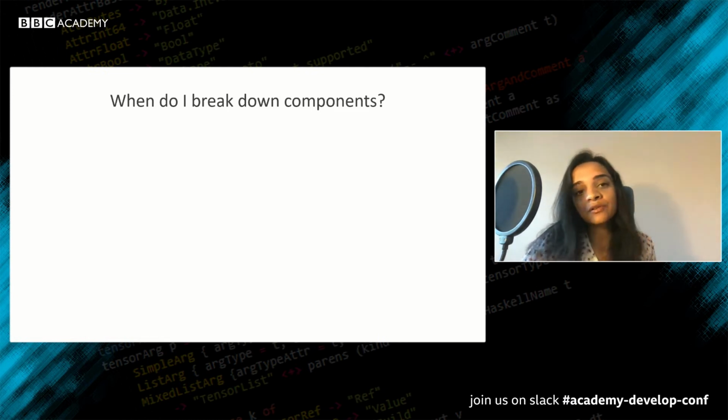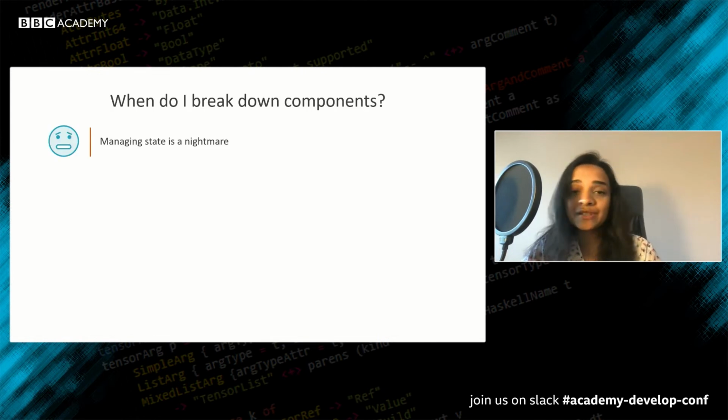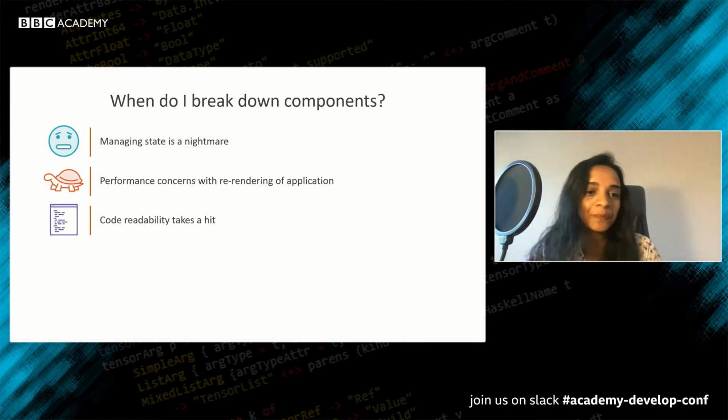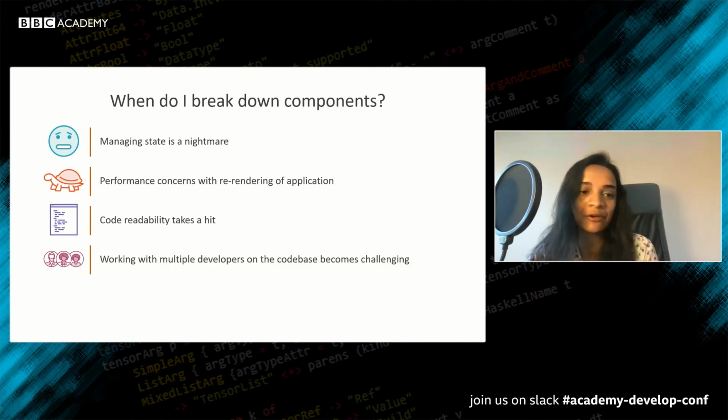So here are some of the rules I follow when I decide when to break down components. First thing I look for is, is managing state becoming a nightmare? So if state management is really hard for a large component, it's time to break it up. If I notice performance concerns where I'm re-rendering huge portions of the application, it makes sense for me to then break it down into smaller components so we don't have this giant re-rendering of the application. If code readability takes a hit, it's a good time to break down your components.